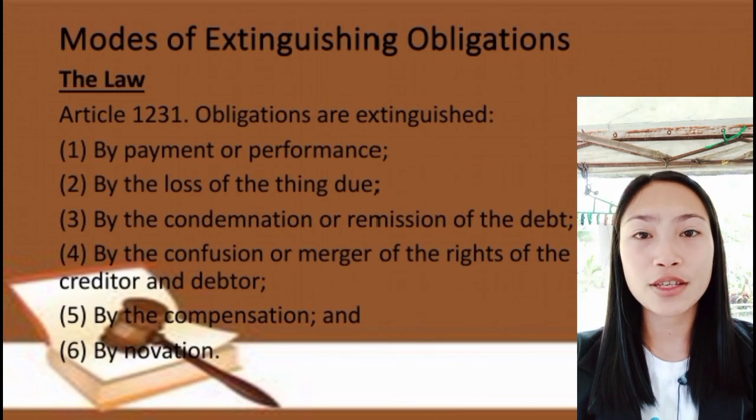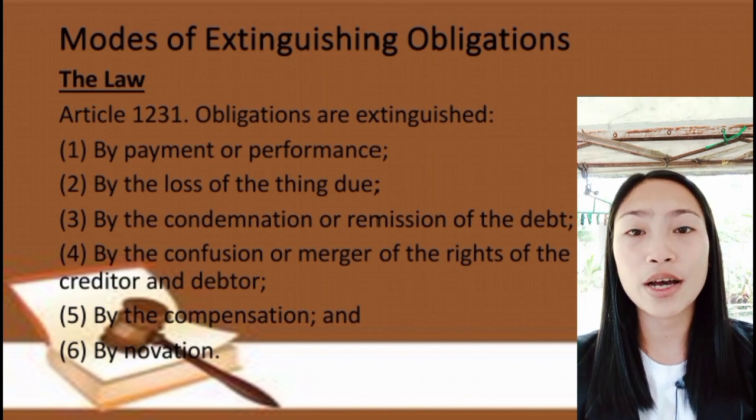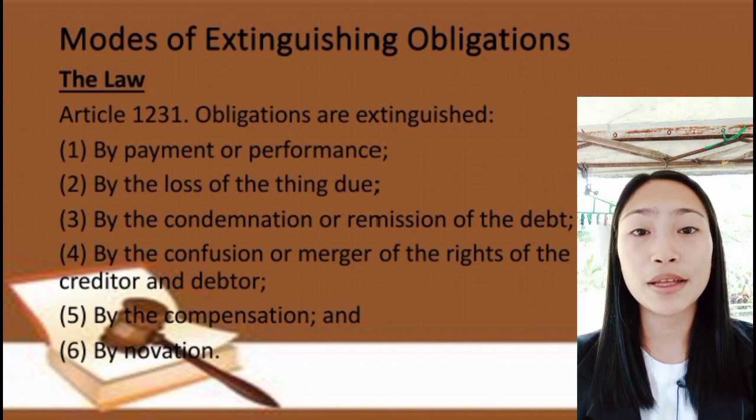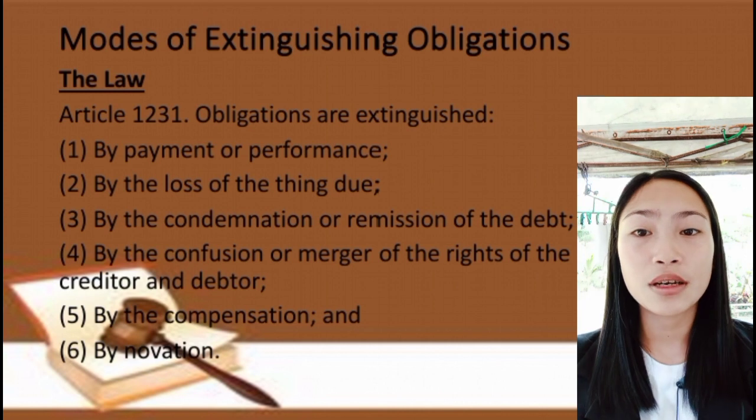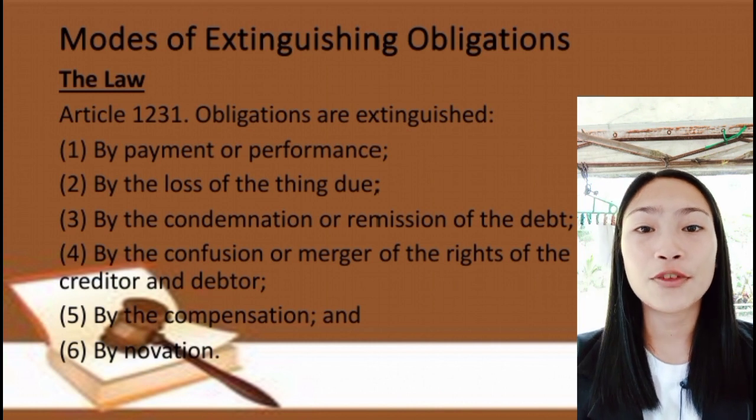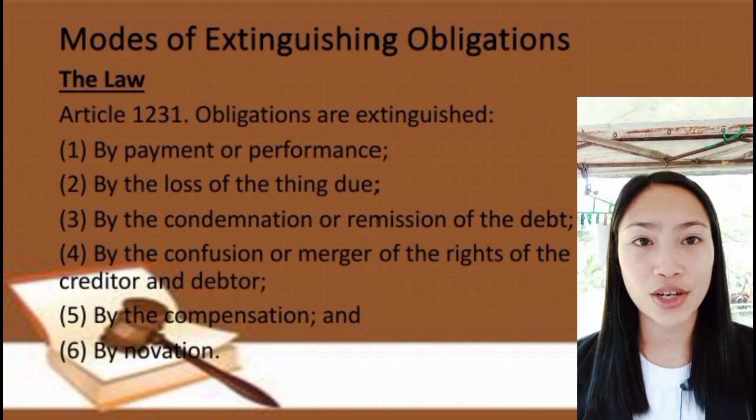So, modes of extinguishing obligations. Under Article 1231, obligations are extinguished: first, by payment or performance; second, by the loss of the thing due; third, by the condonation or remission of the debt; fourth, by the confusion or merger of the rights of the creditor and debtor; fifth, by compensation; and sixth, by novation.